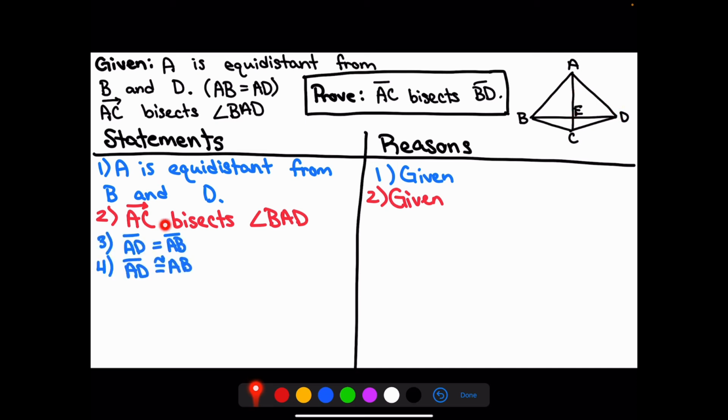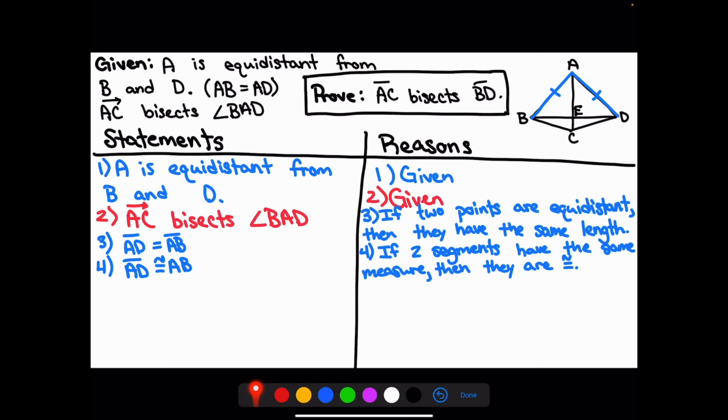Now, I went ahead and put the given information, the equidistant, as AD is equal to AB, because that's what it means to be equidistant. And if two things are equal in measurement, then they are congruent to each other. So here's all the information for that. If 2 points are equidistant, then they have the same length. If two segments have the same measure, then they are congruent.